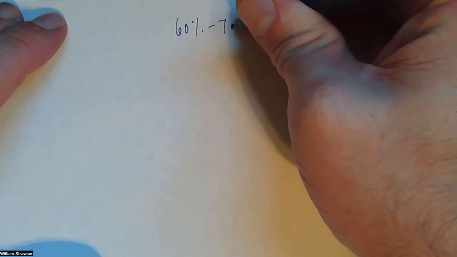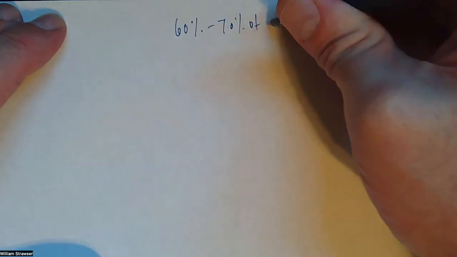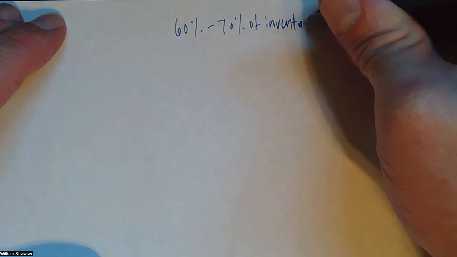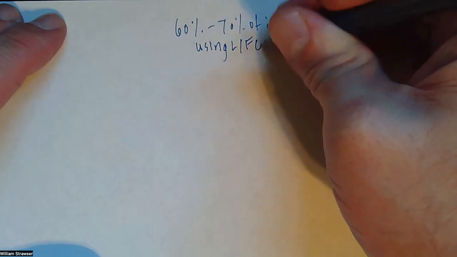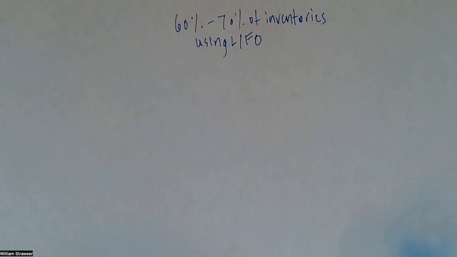So this small video will talk about the preference of LIFO versus FIFO and why a majority of companies tend to like using LIFO. The last estimate I saw was somewhere between 60 and 70% of inventories valued by public companies using LIFO.